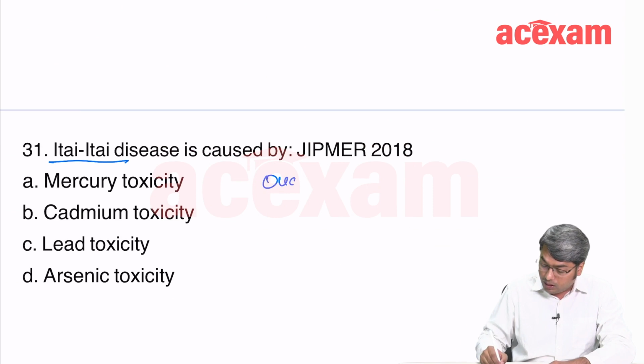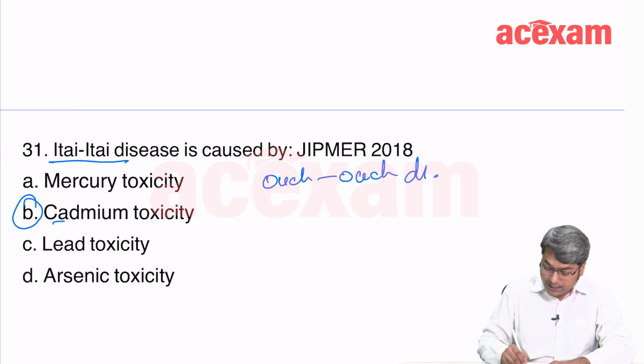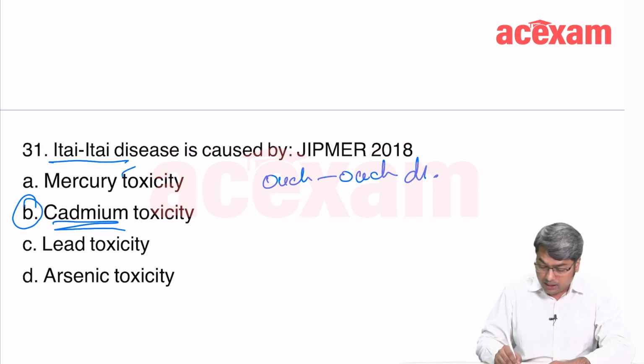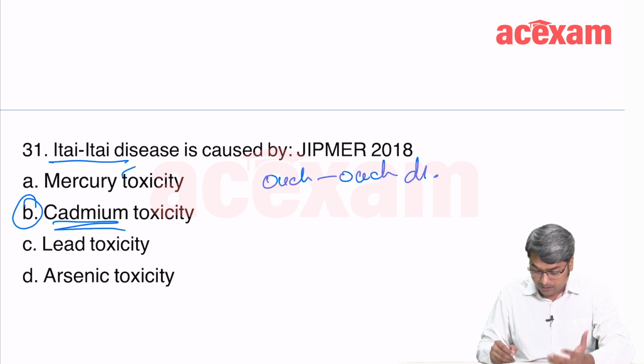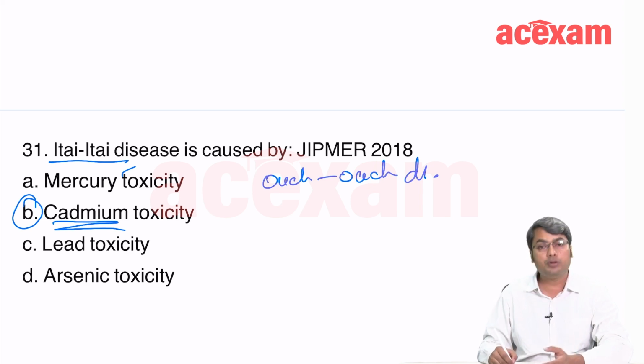Itai-itai disease or ouch-ouch disease is associated with chronic cadmium toxicity. Mercury toxicity produces acrodynia, lead toxicity produces plumbism, and arsenic toxicity produces arsenicosis.